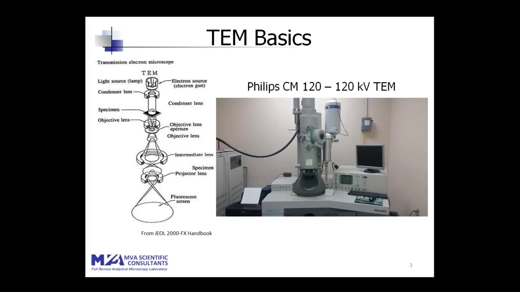What we have here on the right is our Philips CM120. It's a 120 kilovolt accelerating voltage TEM. It's one of our 3 TEMs in-house at MVA. It's not our HRTEM. There's another one, an EM420, that I won't show in this presentation. It's another TEM that's not an HRTEM. And it looks very similar to the 200, but that's because most of the differences are going to be inside of the TEM and not outside.